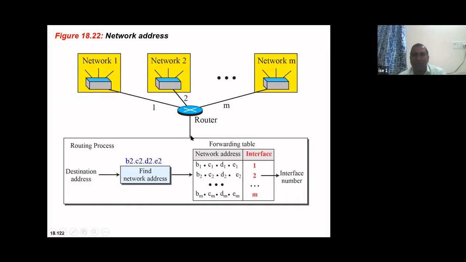The moment this packet arrives, the router knows that this particular packet which has come inside is supposed to go to network 2, that is, interface 2, which is connecting network 2. This is how the packet will be forwarded. So students, have you understood how exactly a packet is forwarded whenever any network address comes to the router?